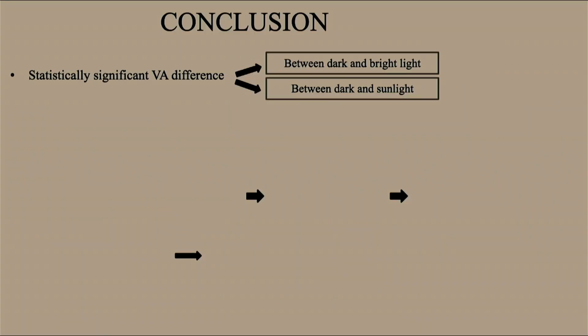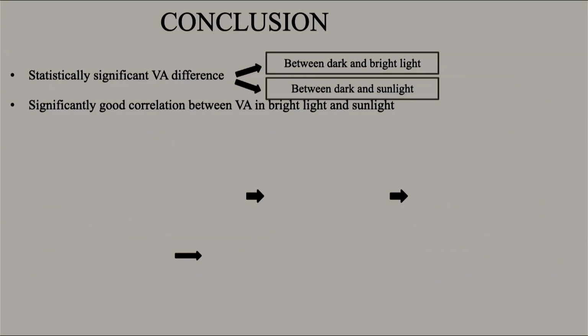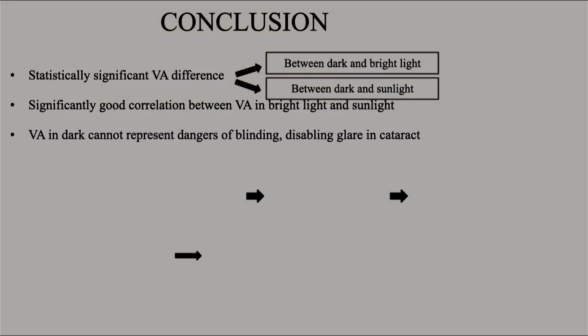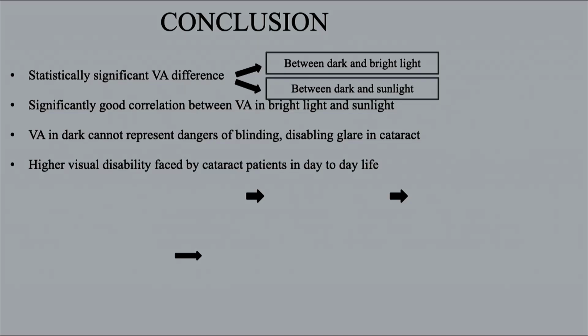So our conclusion was statistically significant. There is a difference between dark and bright light, and between dark and sunlight. There's a very good correlation between the two. Visual acuity in the dark, which is what we usually do, cannot represent the dangers that the patient is facing, because he may have an accident if his visual acuity drops. And the higher the visual disability, his problems in day-to-day life increase.